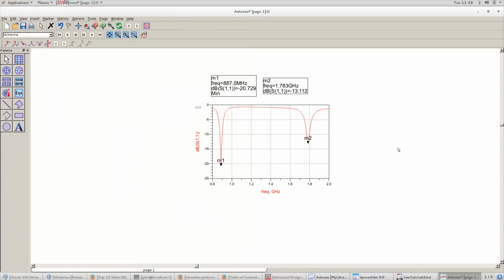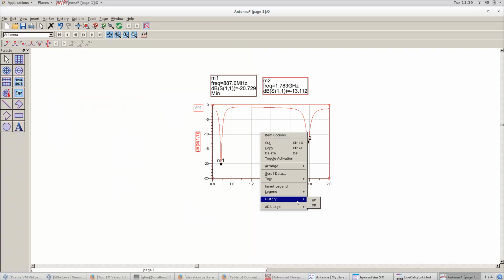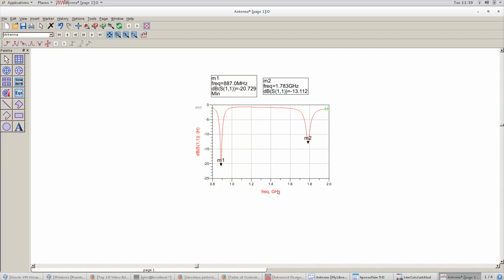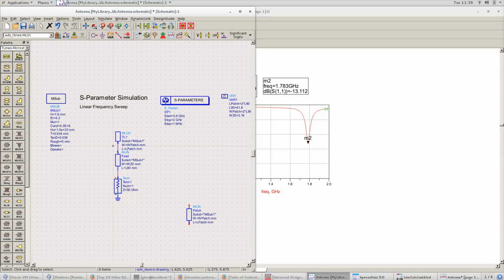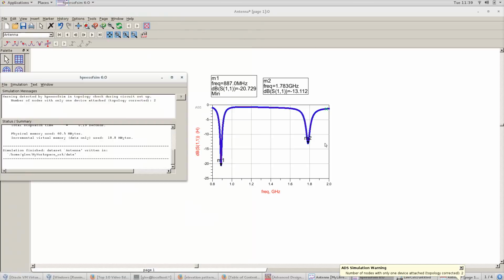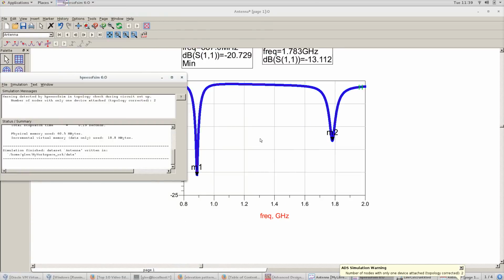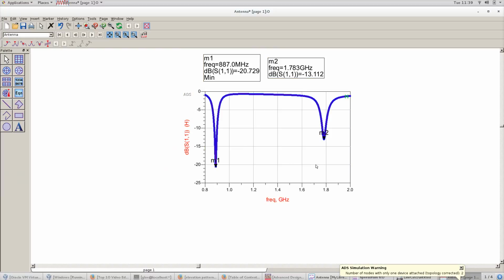And actually, before I simulate, I'm going to do this. I'm going to right-click, go to History, and turn it on. So the history is going to show me what the difference is between the 2. Now, I didn't change the parameters, but I changed the component model. See how that component did basically the same thing as the previous component? You can actually see that it's essentially the same exact model.